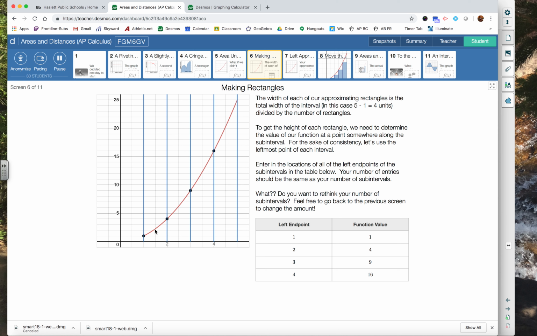Okay, if I'm using the midpoint, I would figure out what the function is equal to halfway in between, at like 1.5, and I would use that to figure out what the height of each rectangle is.